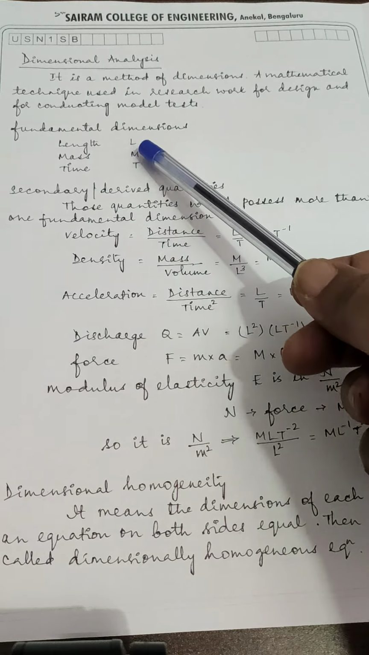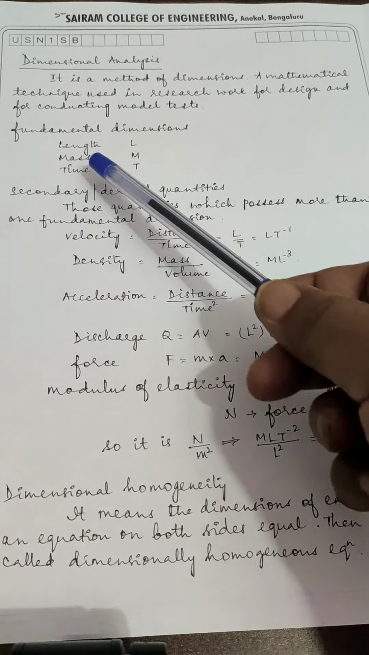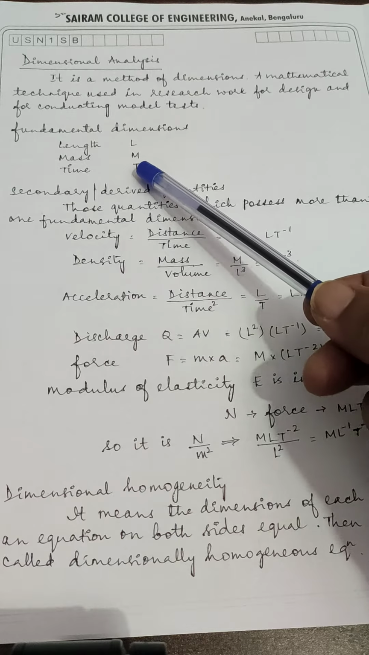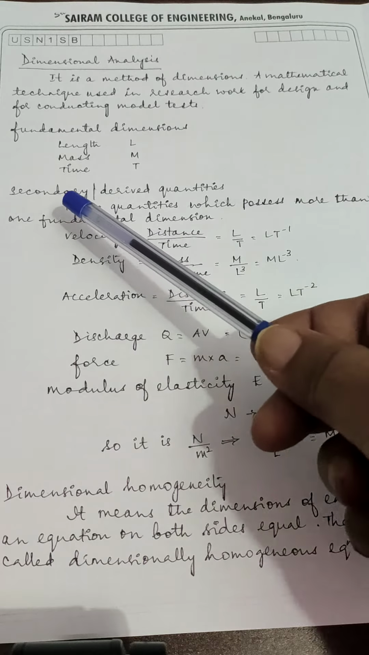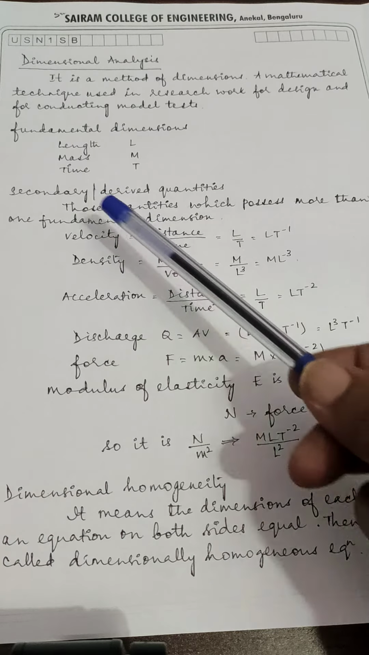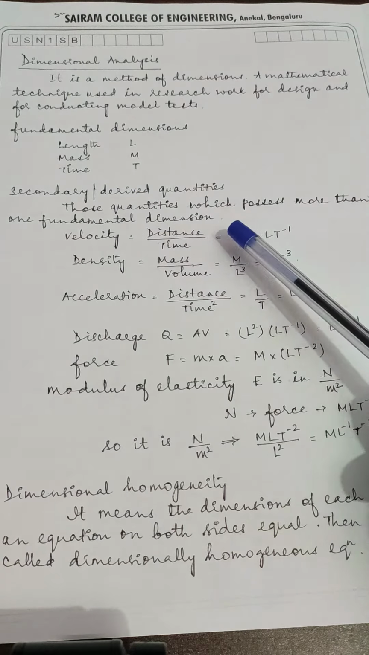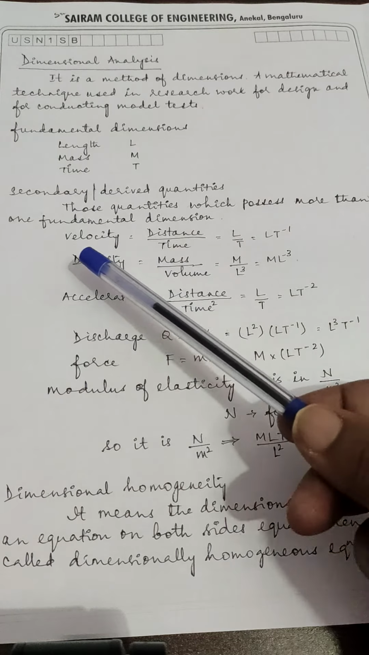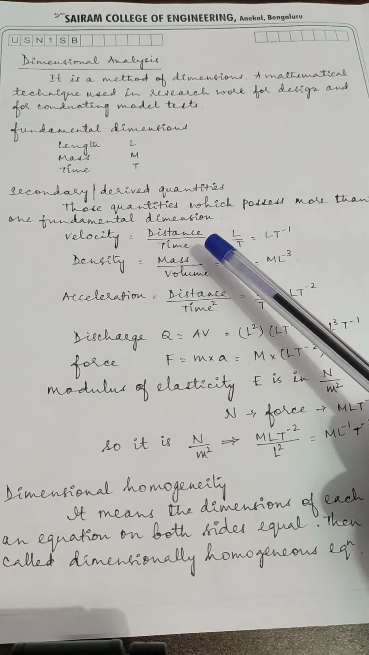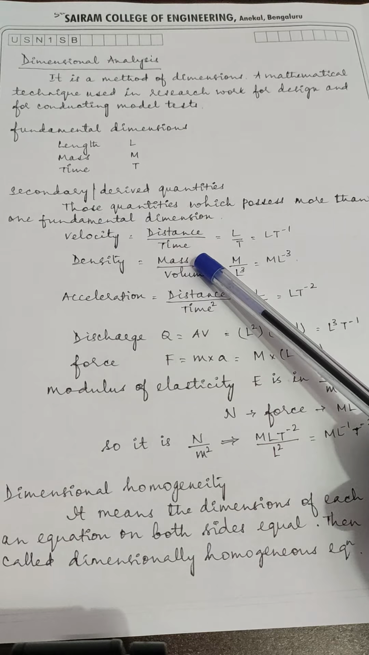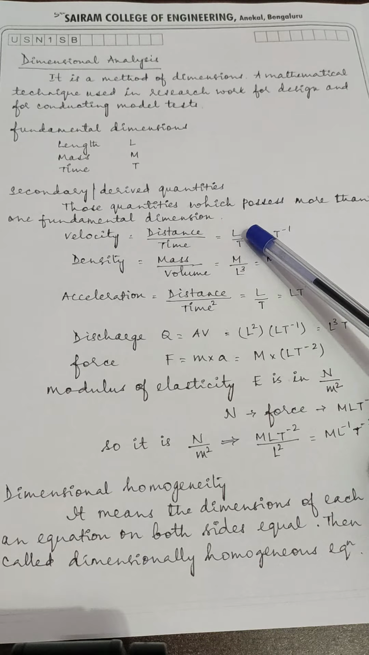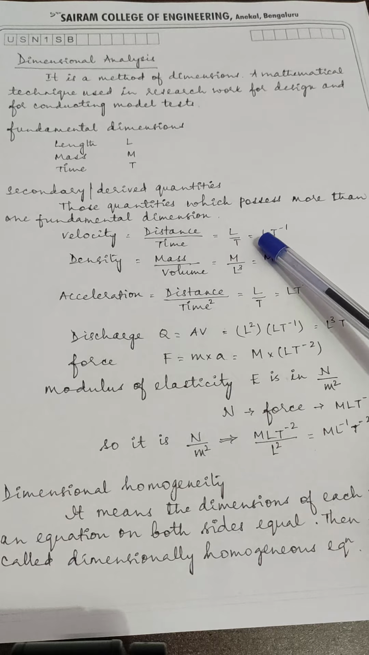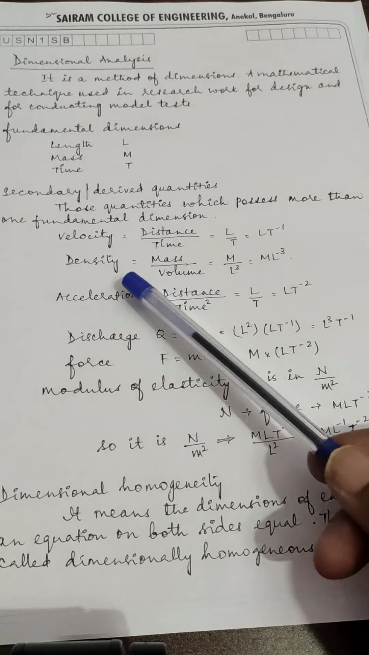Length is denoted by the symbol L, mass is denoted by the symbol M, and time is denoted by the symbol T. Now coming to the secondary or derived quantities. As the name suggests, these are the quantities which possess more than one fundamental dimension. For example, velocity is the ratio of distance by time taken. Distance is L, time taken is T. So L by T we can write as L T to the power of minus 1.